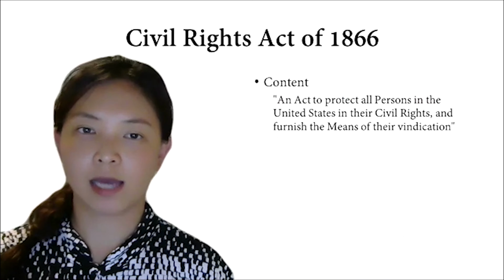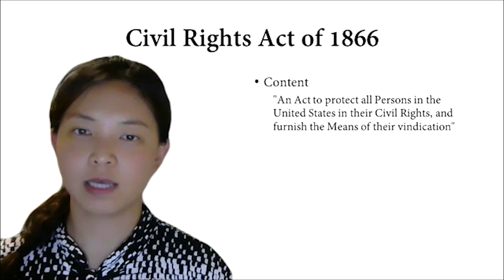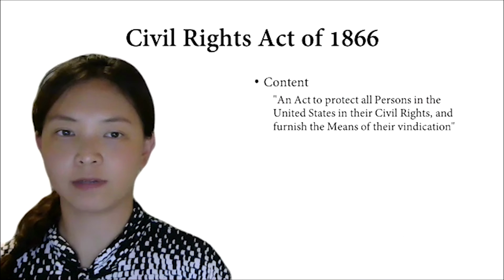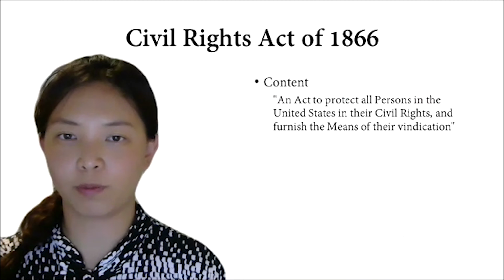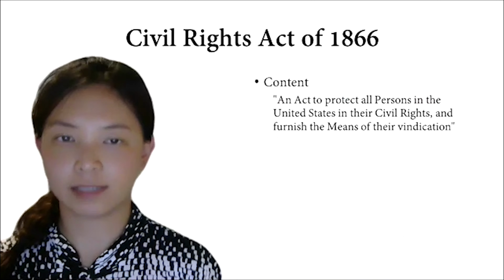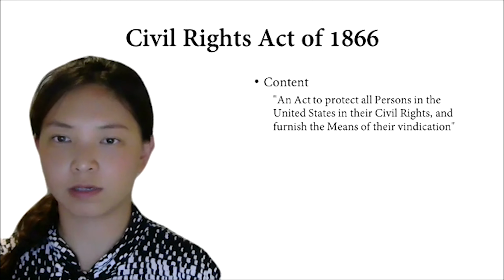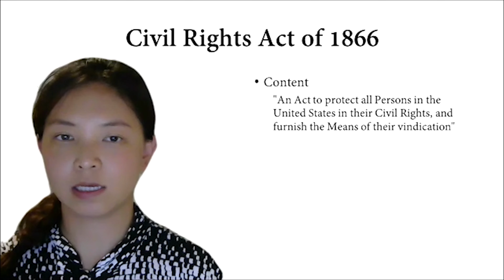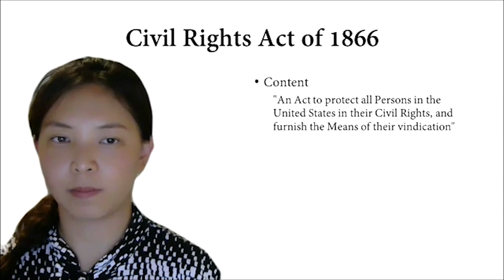The Civil Rights Act of 1866 was an act to protect all persons in the United States in their civil rights and furnished the means of their vindication. The act declared that all people born in the United States who are not subject to any foreign power are entitled to be citizens without regard to race, color, or previous condition of slavery or involuntary servitude. So this is similar language to the citizenship clause in the 14th Amendment.